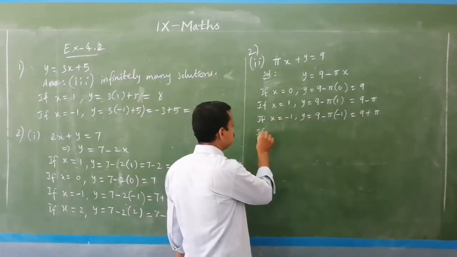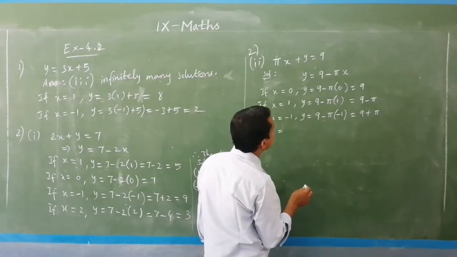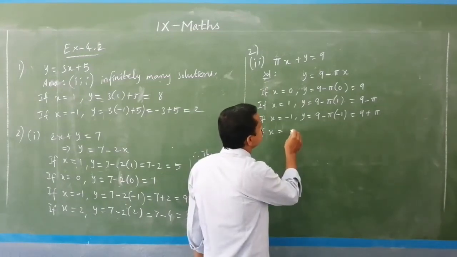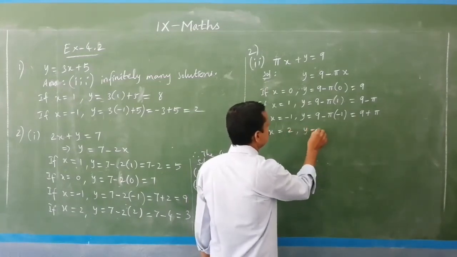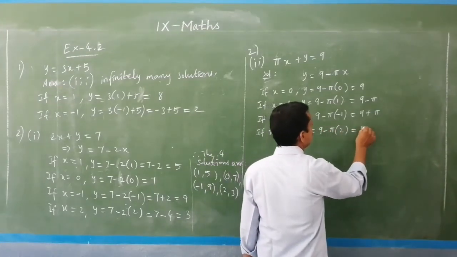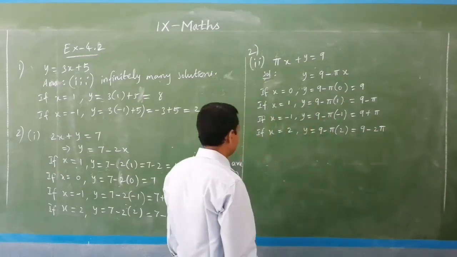And if x equal to 0 we put already, and one more thing, if x is 2, then y equal to 9 minus pi into 2, we get 9 minus 2 pi. So, that is all. So, the 4 solutions.